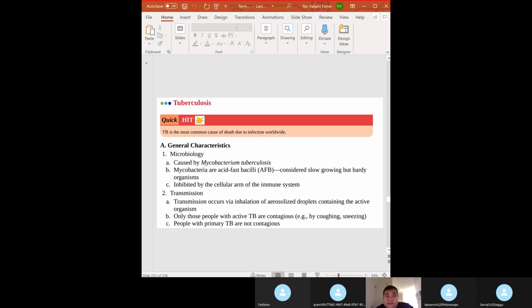TB, tuberculosis, the most common cause of death to infection worldwide, caused by Mycobacterium tuberculosis. Don't forget, mycobacteria are acid-fast bacilli. Mode of transmission, aerosolized droplets.